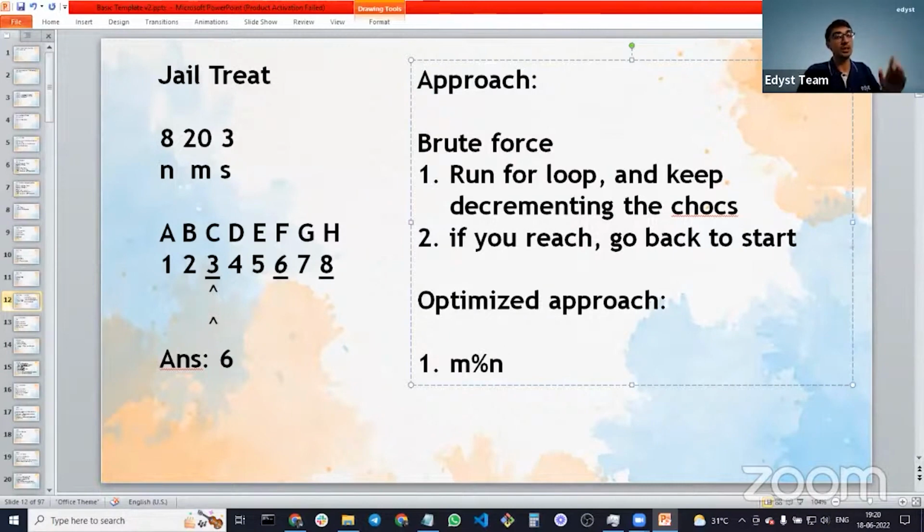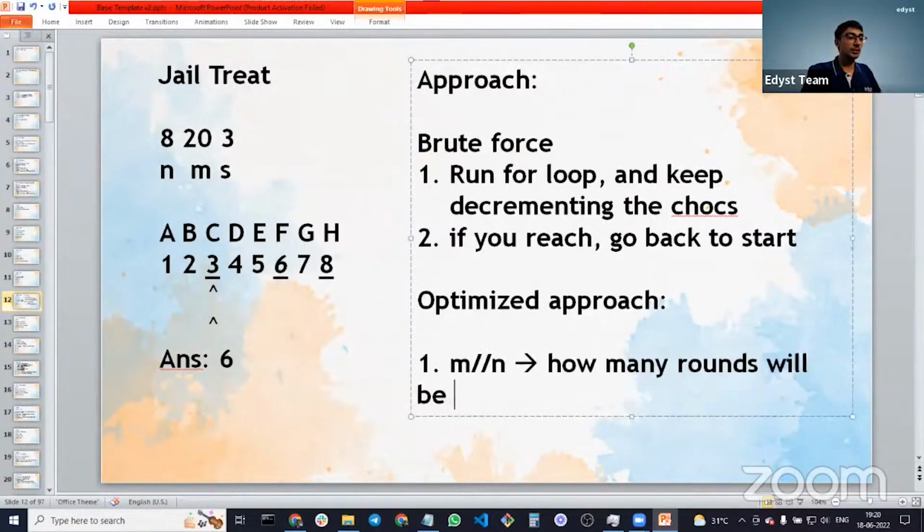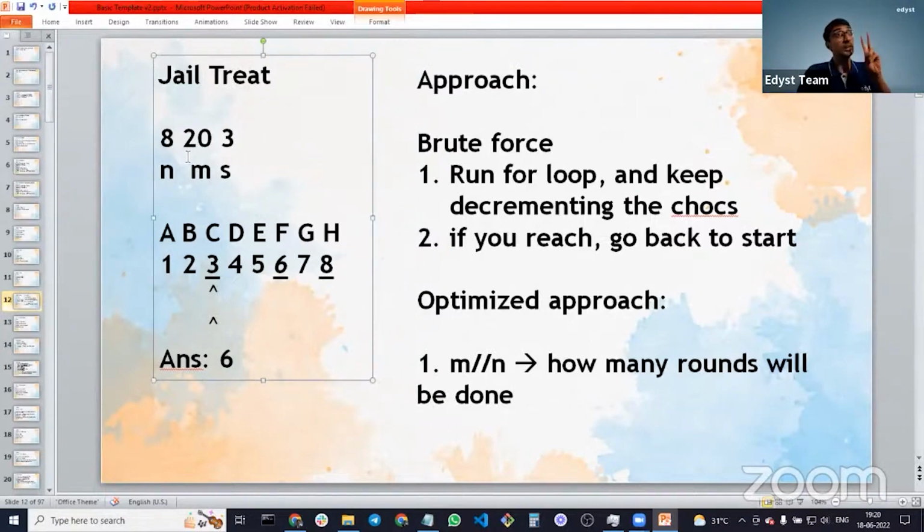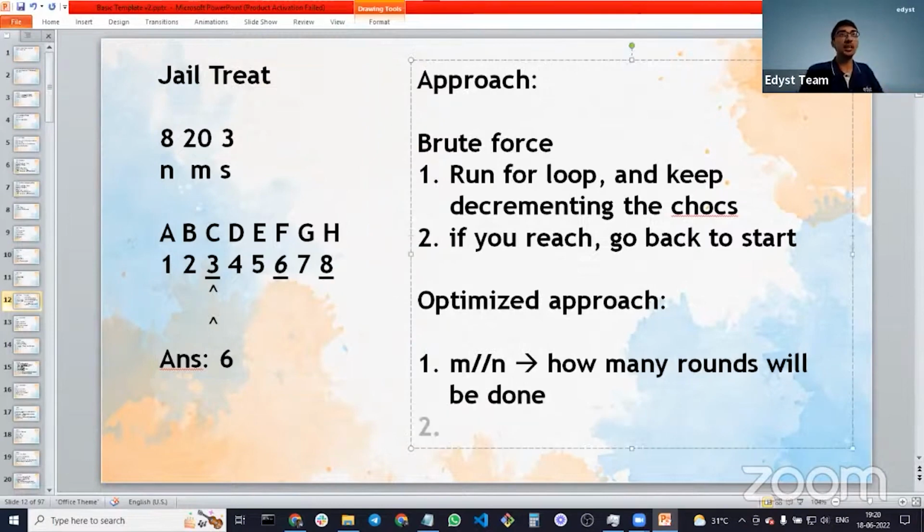M chocolates, M divided by N, this is how many rounds will be done. So in our case, 20 divided by 8 will give you 2, integer division. 2 rounds are already done. How many chocolates are left? There are M modulo N chocolates left. M modulo N chocolates will be left over here. So let's say there is 1 chocolate left.